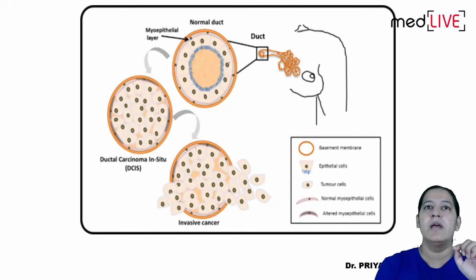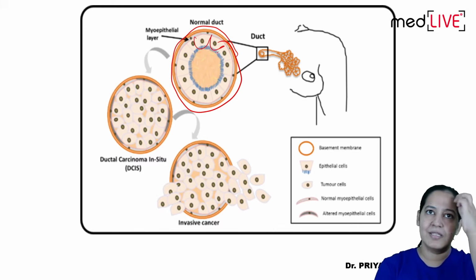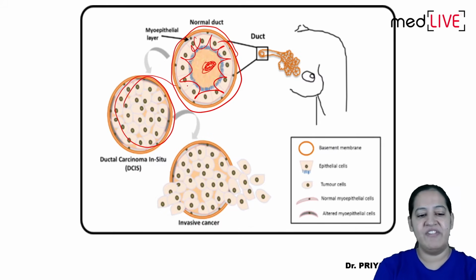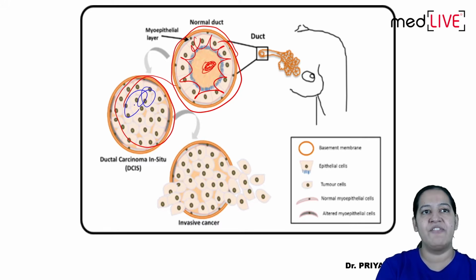The same diagram. Can you see? This is a ductule, and this is the lining of the ductule. The lining is epithelial cells, and this is the lumen in the center. These cells are normal. They become dysplastic. They become tumor cells, so they fill the cavity. All the tumor cells are filling the cavity only.